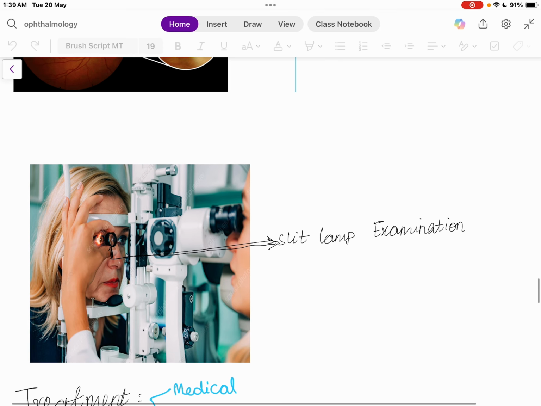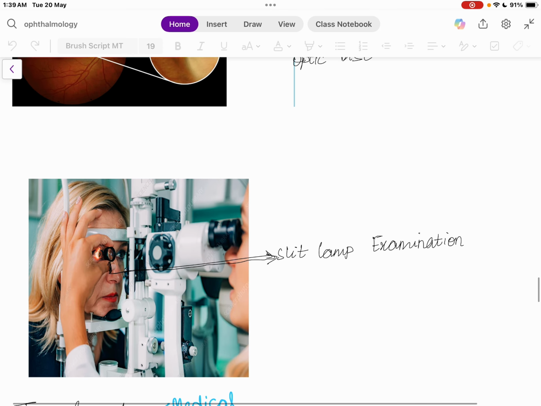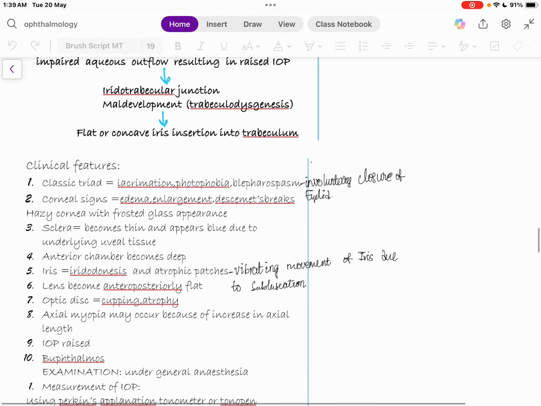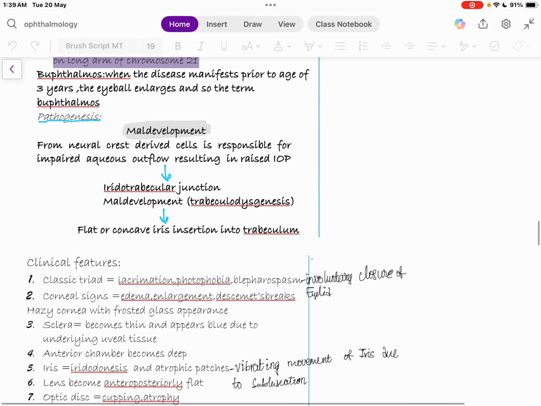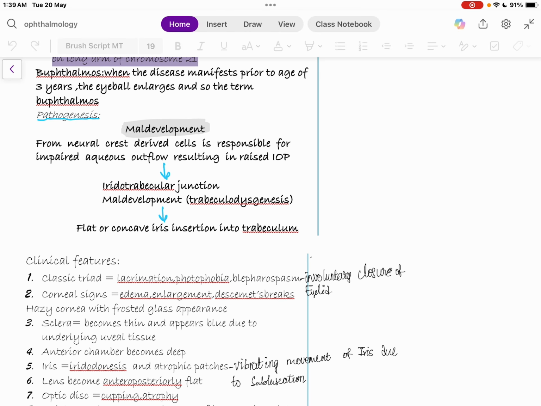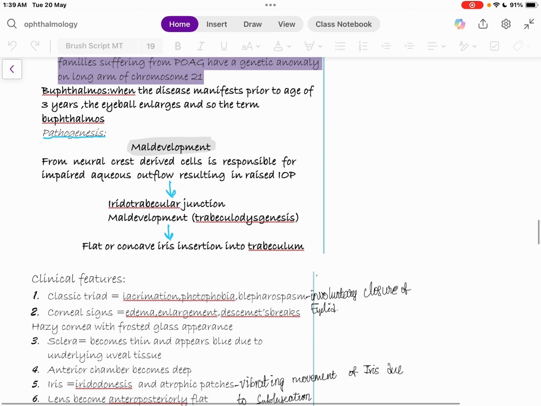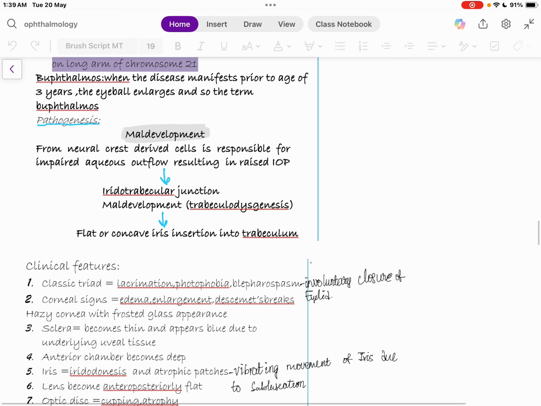Slit lamp examination picture is given. Typically a child who has buphthalmos presents with blue eyes. As we discussed, the sclera becomes thin and blue, giving blue, bull-like, enlarged eyes. The cornea is enlarged. Like this, a child with buphthalmos presents to the ophthalmology OPD.